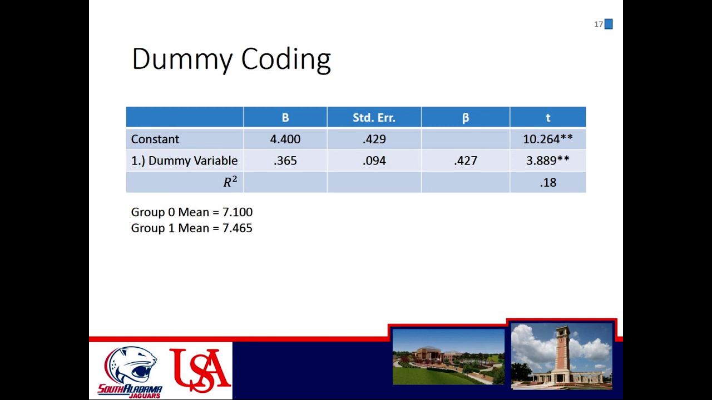Howard as 0 and Dr. Smith as 1, and the means were 7.1 and 7.465, we therefore know that Dr. Smith had a significantly higher value than Dr. Howard. So you might be asking yourself, well, how does all this work? Why does it make sense to run a regression when you have these different grouping variables?